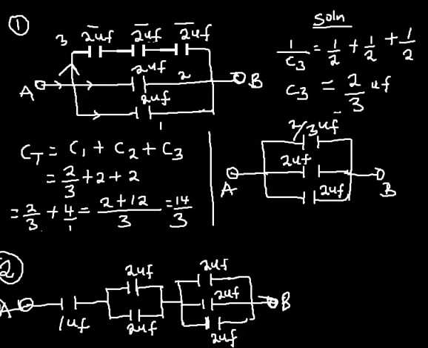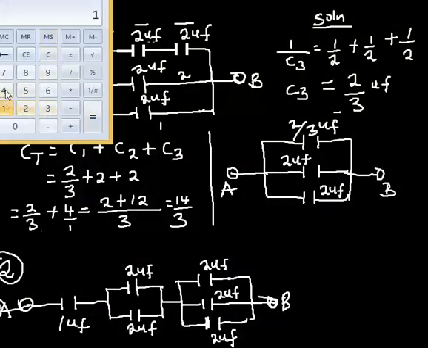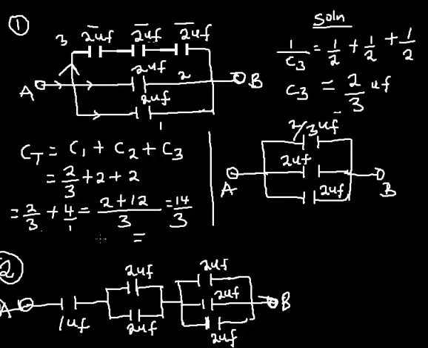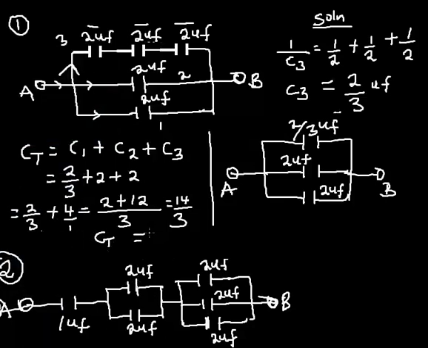You can do that with a calculator: 14 over 3 is approximately 4.7. That means the equivalent capacitance of this entire network is 4.7 microfarad. As simple as that.